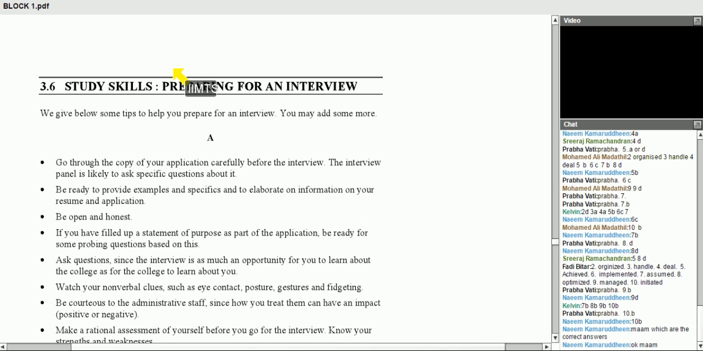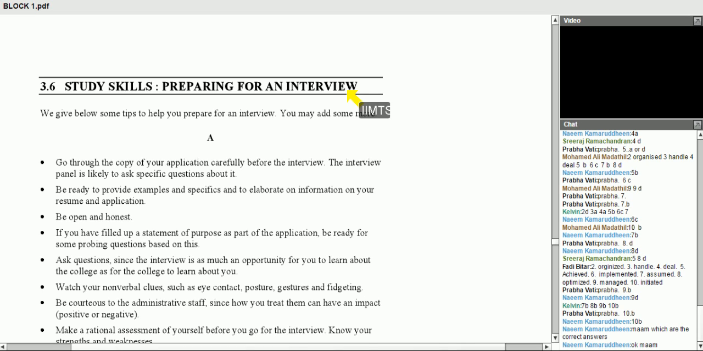So if they want you to elaborate something which is mentioned in the CV, in short, just be ready for the same. Be open and honest. Don't try to fool them. They are not fools. They have been taking interviews since long, so you just cannot fool them. Be open and honest, because the moment they catch you cheating, they will discard you at that very moment.